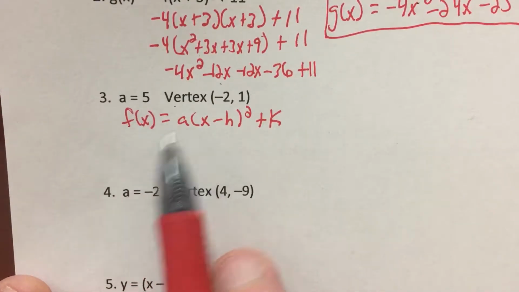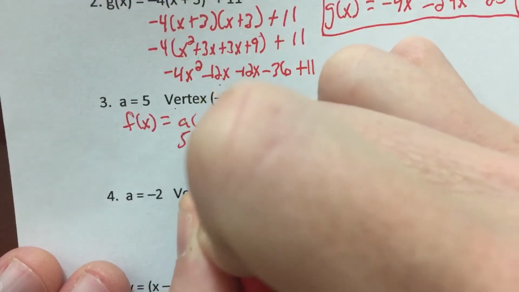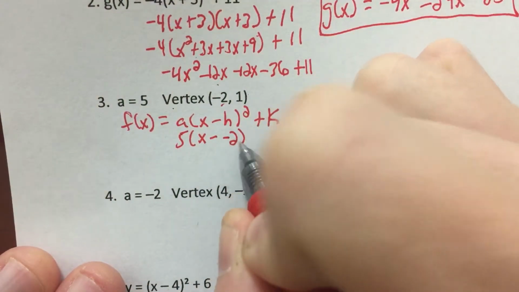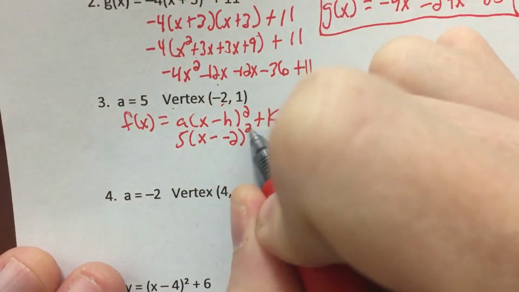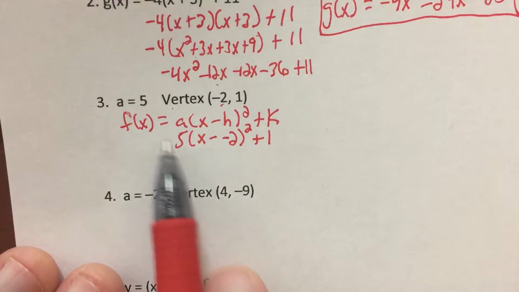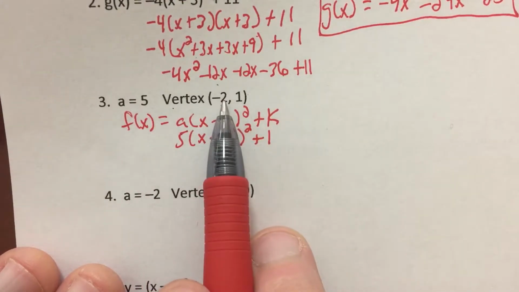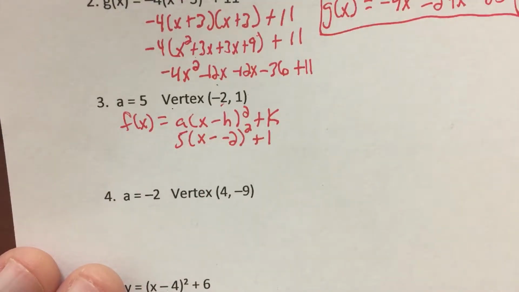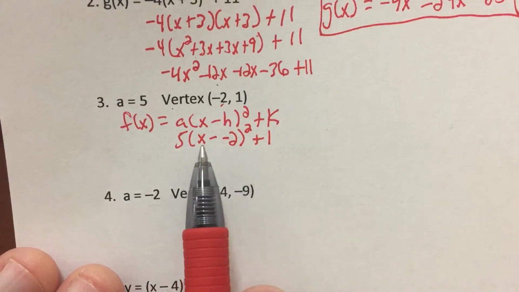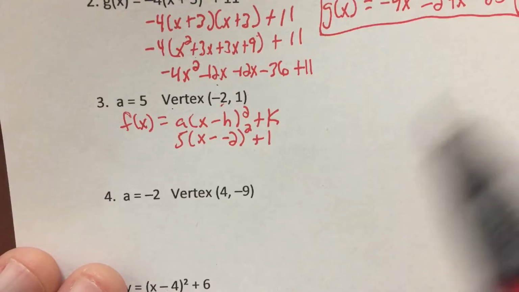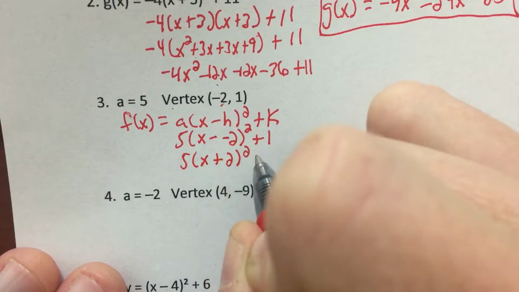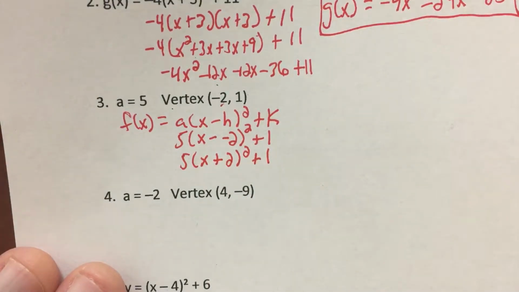I need to plug in 5 for a. X minus, I need to plug in negative 2 for h. There's a minus negative situation, squared, plus 1 for k. So in the vertex, the first number is your h, the second number is your k. Now notice that in this parentheses I have minus a negative. If you understand this rule, minus a negative always means positive. So it ends up being 5 times x plus 2 squared plus 1.